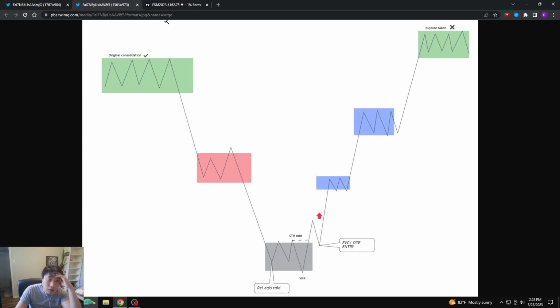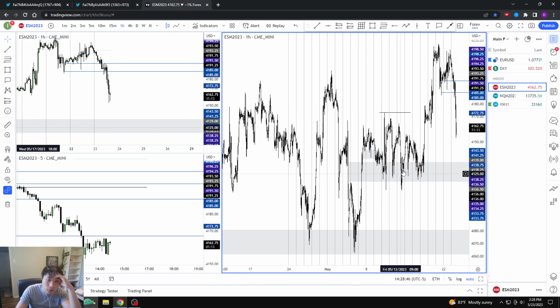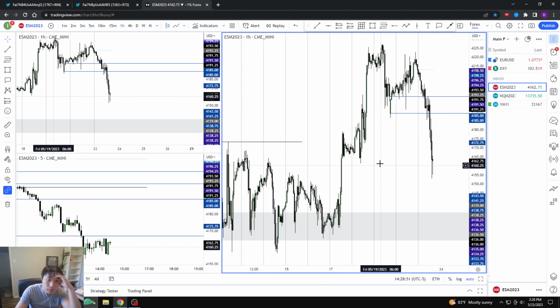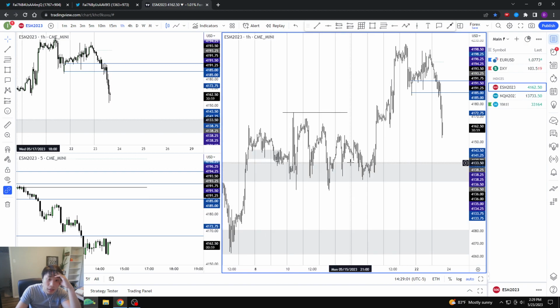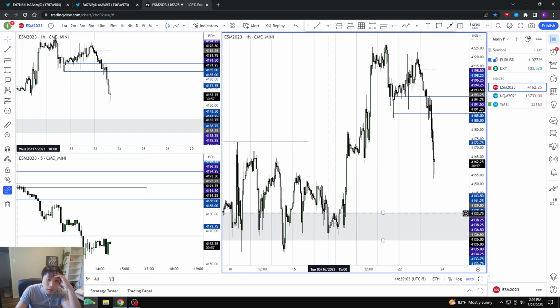Lows are taken, new highs are formed. Low taken into a discount, new highs formed. Lows are taken, discount, new highs formed. So the narrative to me is that it is going higher.